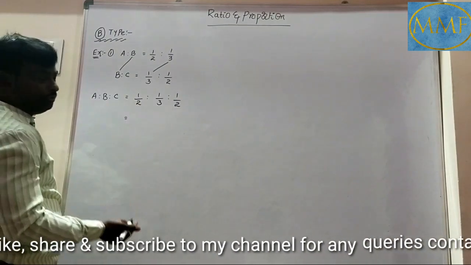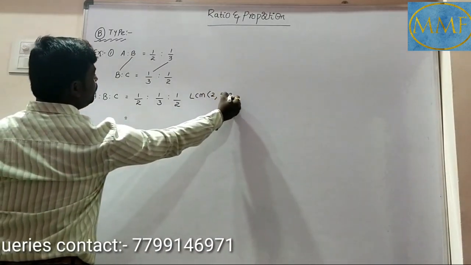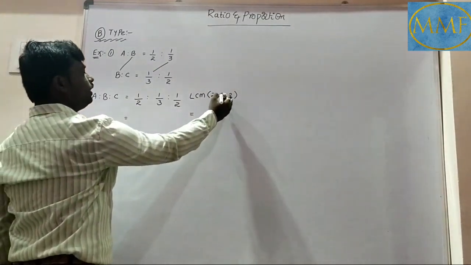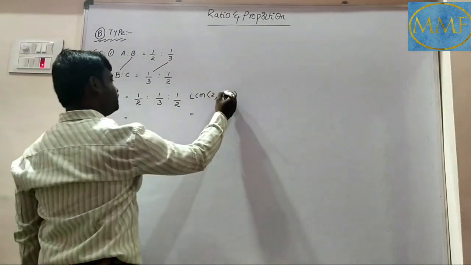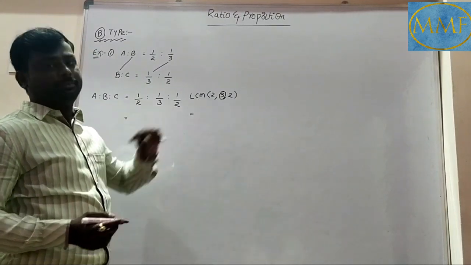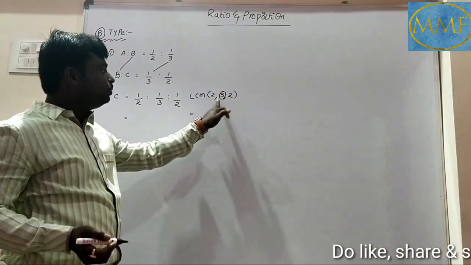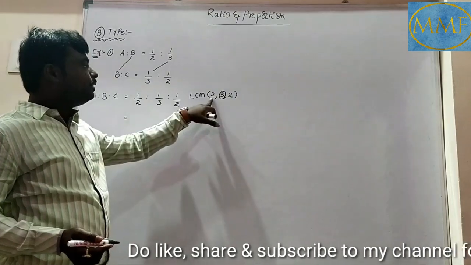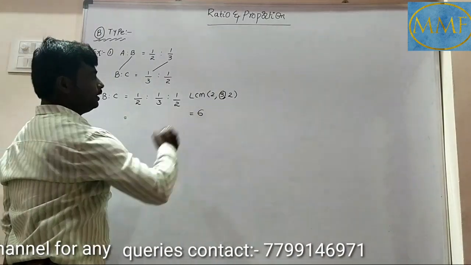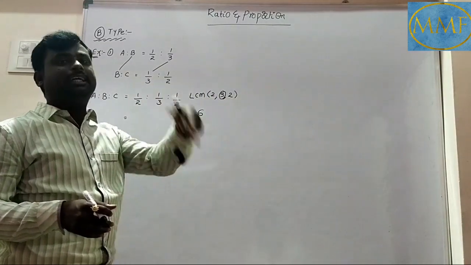Then what will you do? You will take the LCM. What are the denominators? 2, 3, 2. So what is the LCM of these numbers? See here, I will tell you a very easy method. What is the biggest number here? 3. LCM means least integral multiple of the biggest number. 3 ones are 3, not divisible by 2, 3, 2. 3 2s are 6. Is it divisible by 2? Yes. By 3? Yes. By 2? Yes. Now the LCM is 6, the least integral multiple of the biggest number which is divided by all the numbers. It is nothing but the LCM.